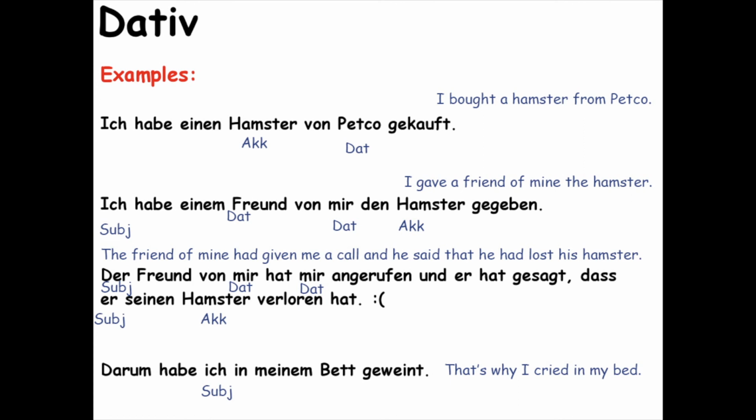So, why is Bett dative? Because we're using the preposition in. And in suggests stationary action. So I'm crying in my bed. I'm not crying to my bed. I'm not going into my bed. I am already there. I'm not moving. So that's why Bett is in the dative case.